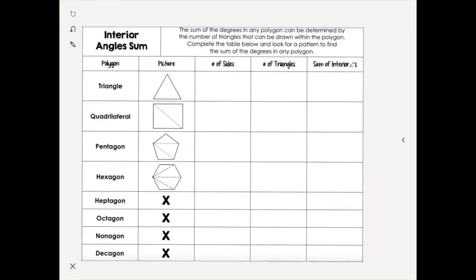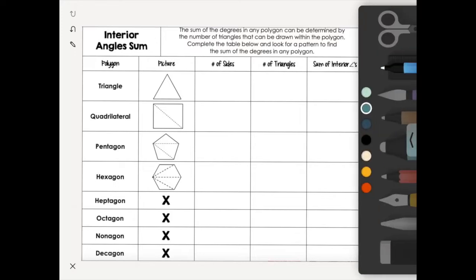So this next topic is angles of polygons. We're going to start with the interior angle sum. The sum of the degrees in any polygon can be determined by the number of triangles that can be drawn within the polygon. So we're going to try and complete this table below and try to find a pattern to find the sum of the degrees in any polygon.